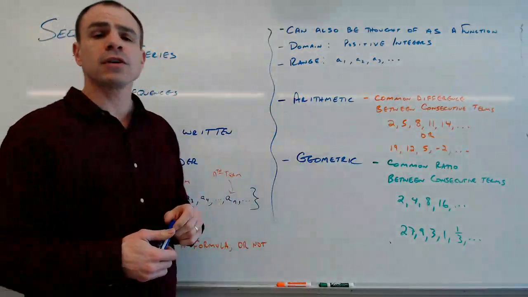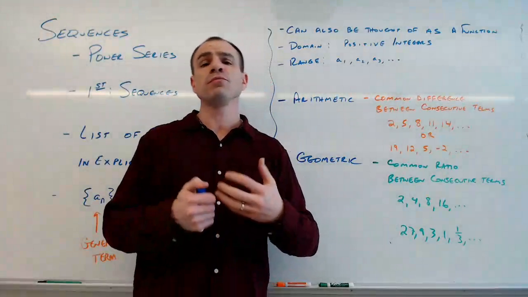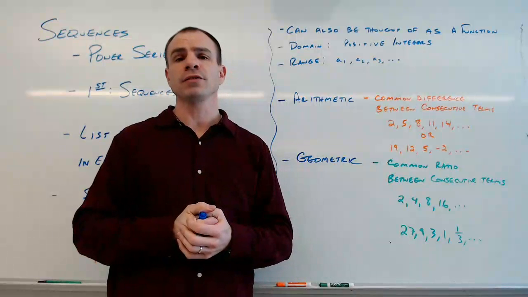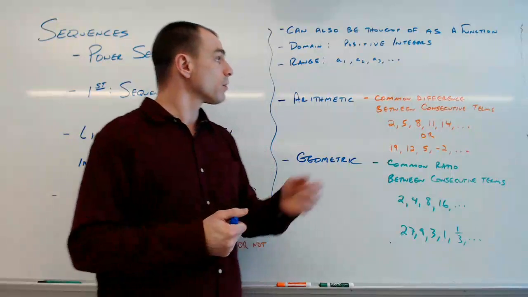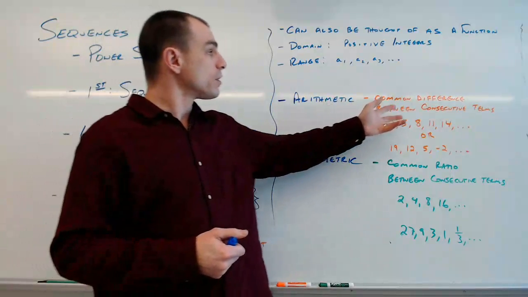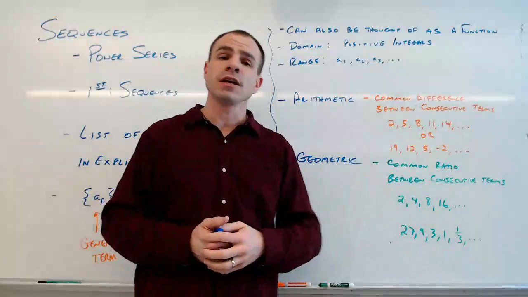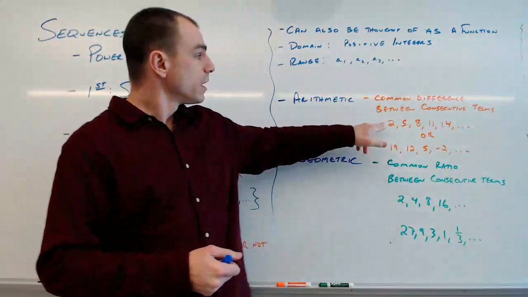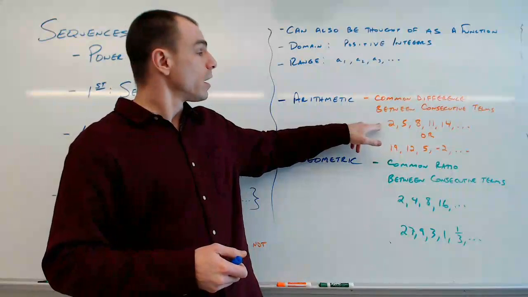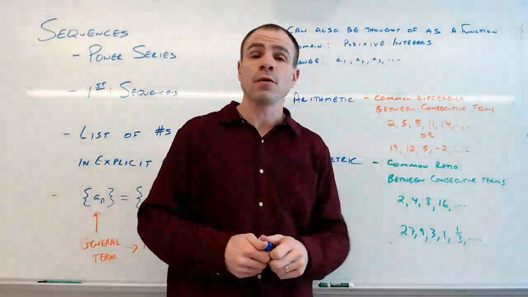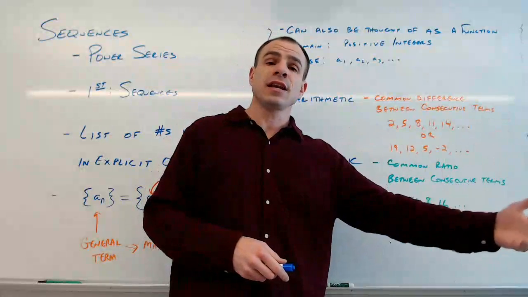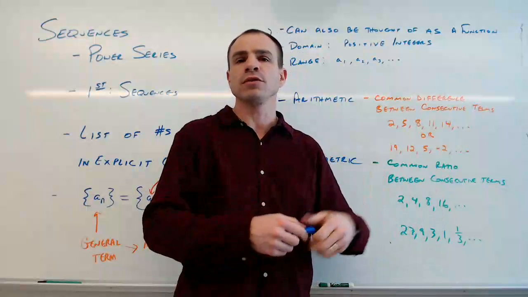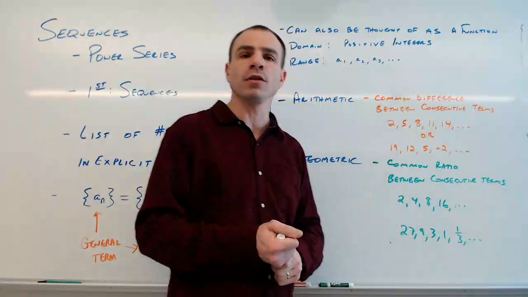As far as sequences are concerned, the two most common ones, the ones that you've probably talked about already in math class, are arithmetic sequences and geometric sequences. So an arithmetic sequence is one in which there's a common difference between the consecutive terms. Here's an example of an arithmetic sequence: 2, 5, 8, 11, 14, and so on. We're always adding 3 to get to the next term, or the previous term is 3 less than the current term, if you want to look at it that way.